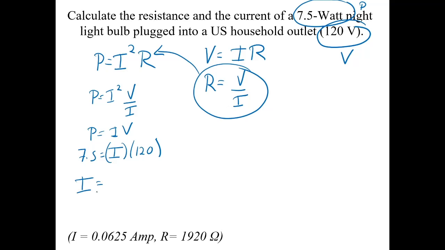So I can divide both sides by 120. What you do to one side, you do to the other. I get 0.0625 amps.